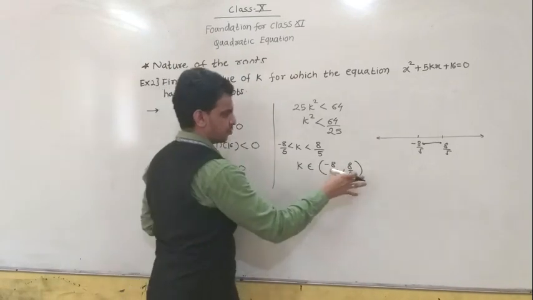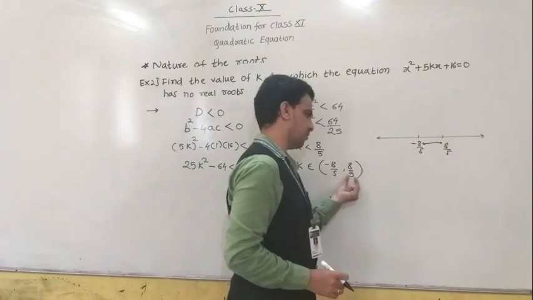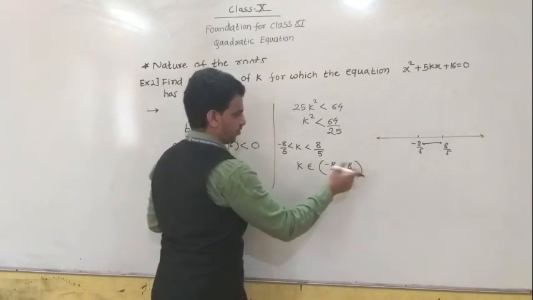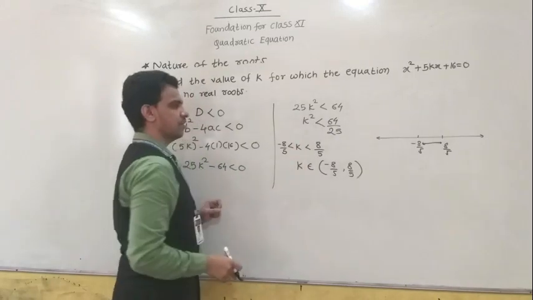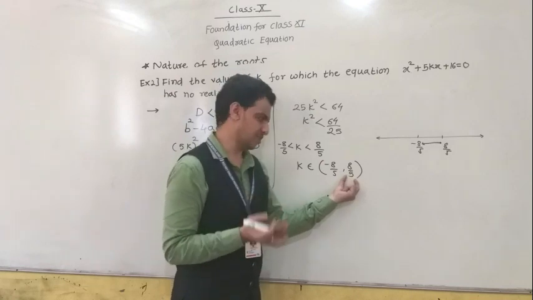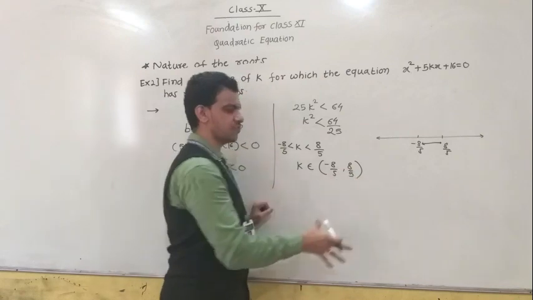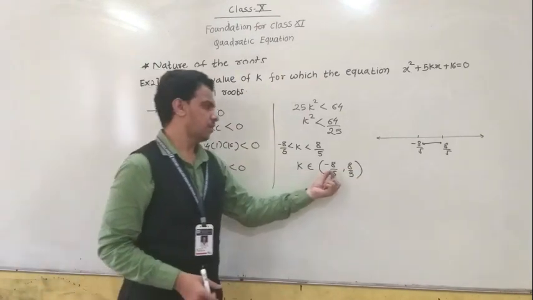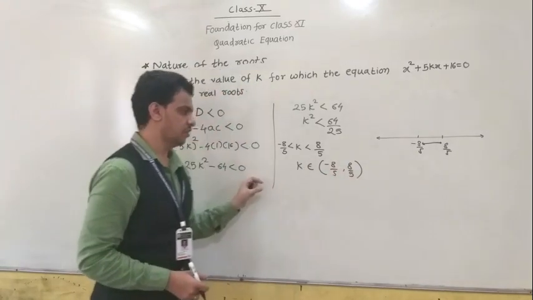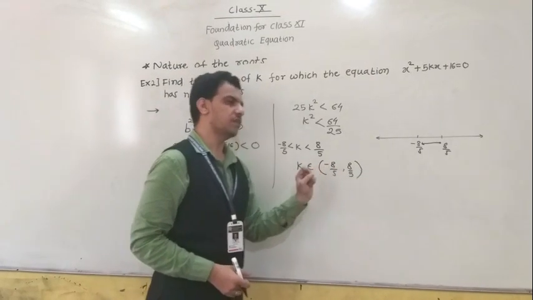Okay. So this is a continuous set. All values between minus 8 by 5 and 8 by 5 are there. But these two values are excluded, because here strictly less than is there. So minus 8 by 5 and 8 by 5 we have to exclude from this set. The meaning of an open interval is that we have to exclude these values. We only have to take the values in between minus 8 by 5 and 8 by 5. Okay. So k belongs to the open interval minus 8 by 5 to 8 by 5.